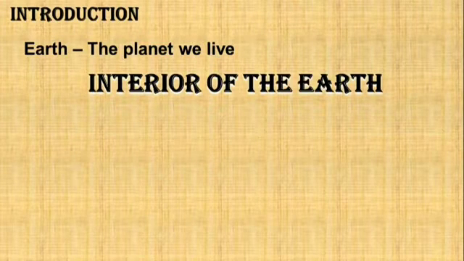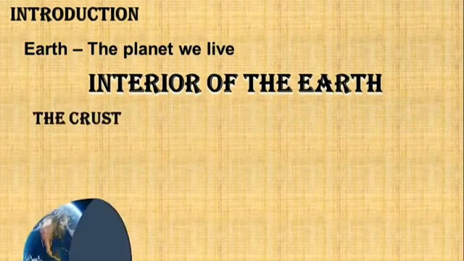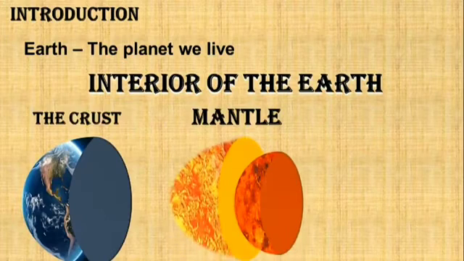Interior of the Earth. Our Earth has three concentric layers, that is, one layer below another: crust, mantle and the core.